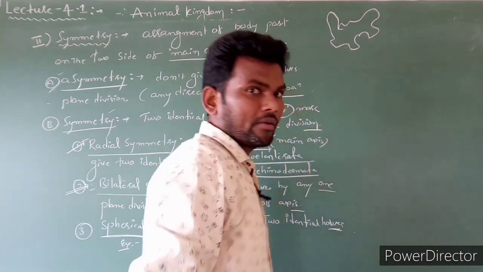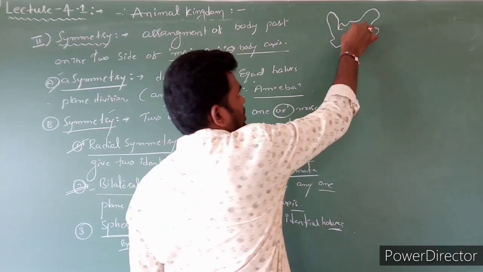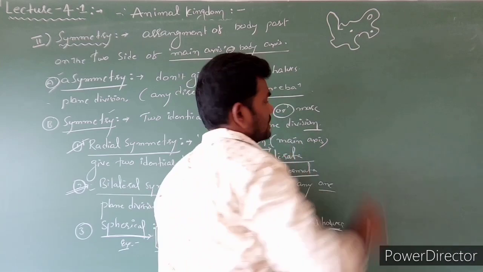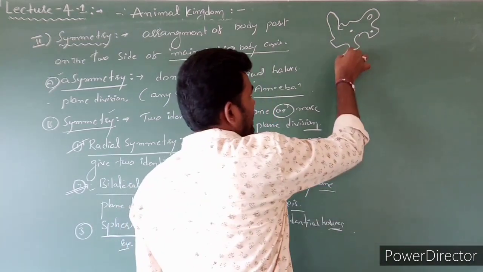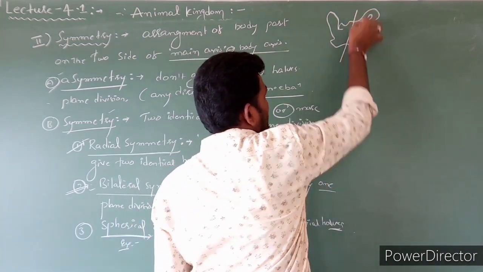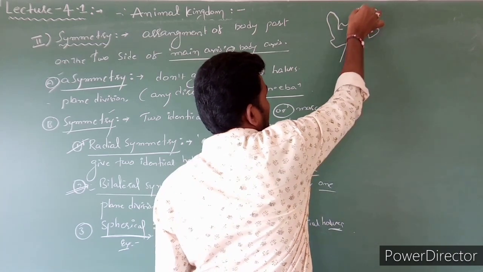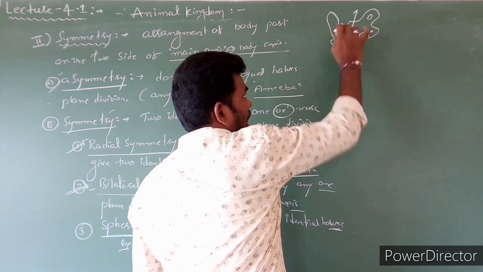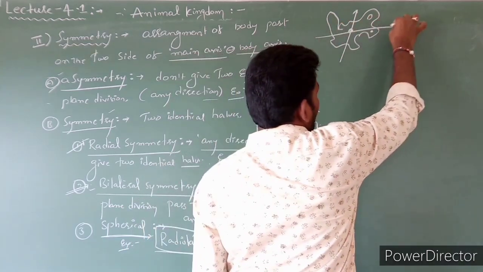This is amoeba. So the center of axis may be here. Here comes one nucleus, here may be one nucleus. If you cut in any direction, it will have to pass through the center of the axis. Clear? So it should not give two halves. If you cut like this also, it can't give.